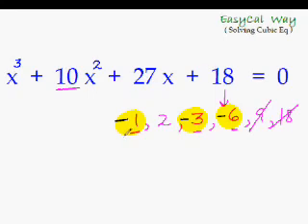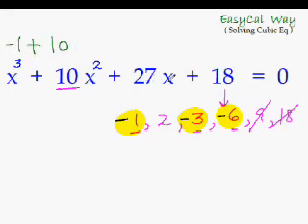All you have to do is put these values of x in this equation. So if the left hand side comes out equal to the right hand side, that is 0, then the answer is 100% correct. Let's first put x equal to -1. So -1 cube is -1 only, -1 square is 1, and 1 times 10 is 10.